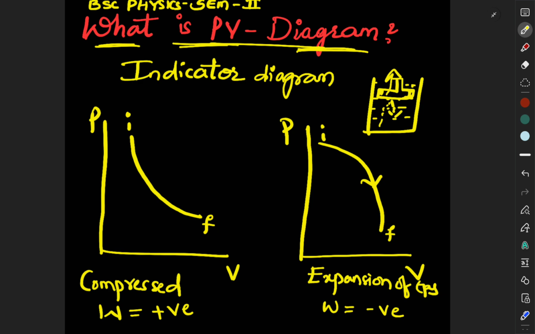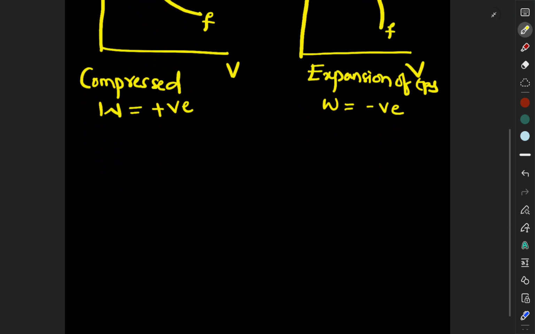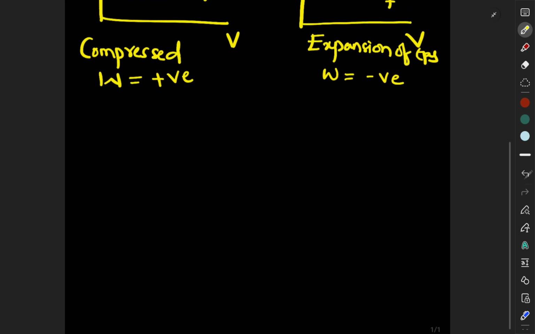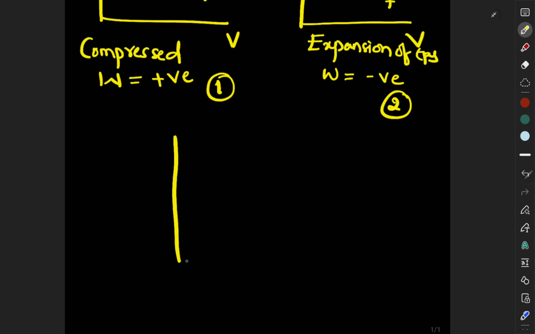Now we can also see a cyclic process. Let this be figure 1 and let this be figure 2. Let's draw curves 1 and 2 together so that they constitute two processes that bring the gas back to its initial state, like this.